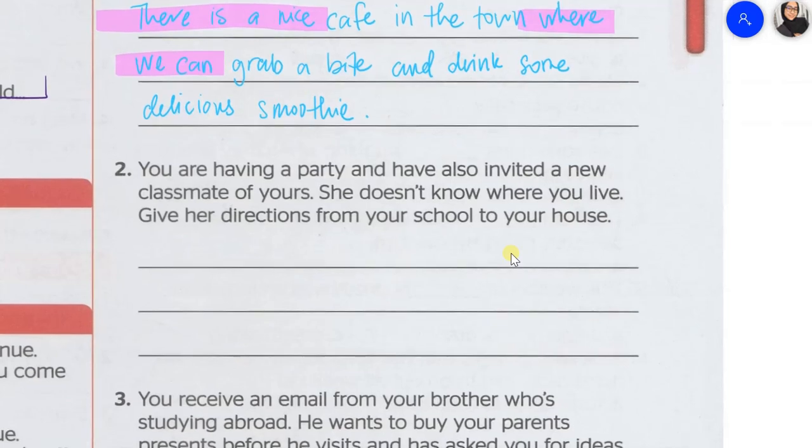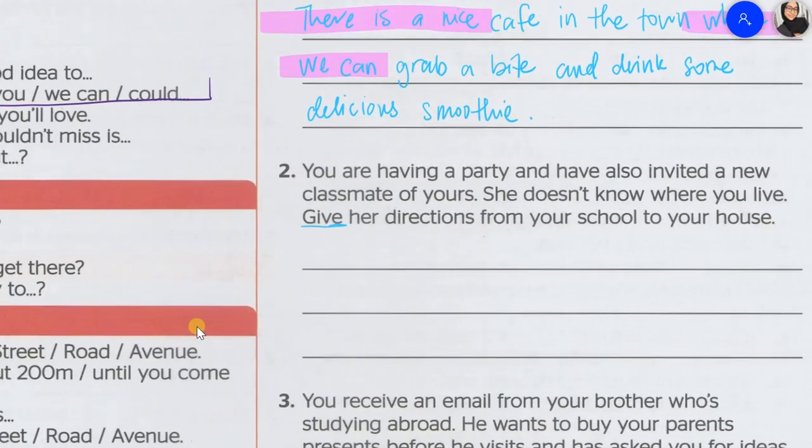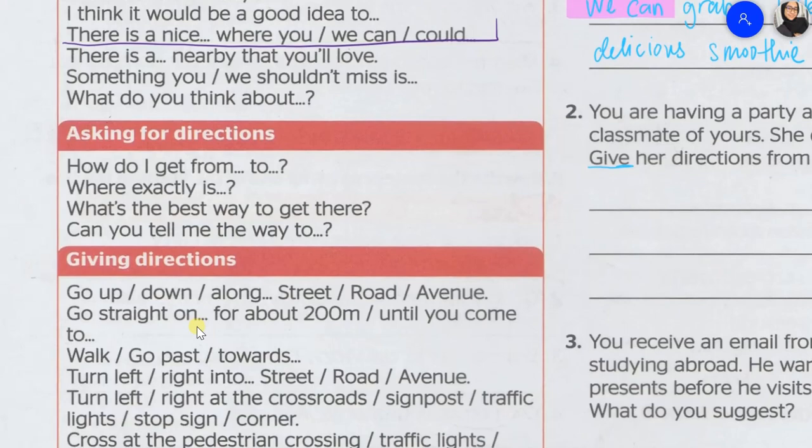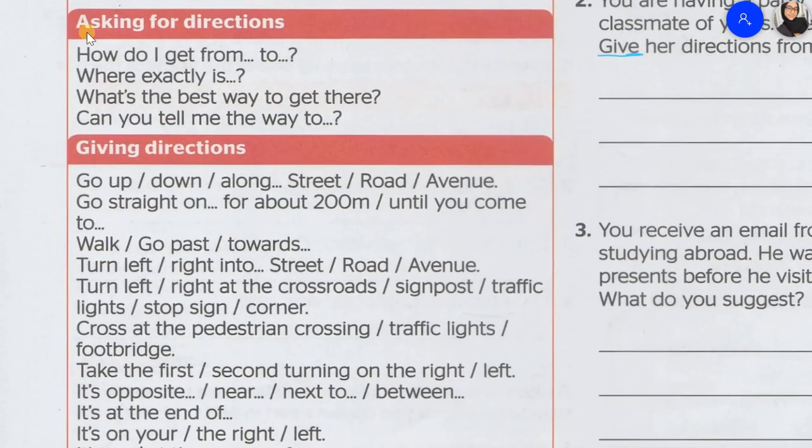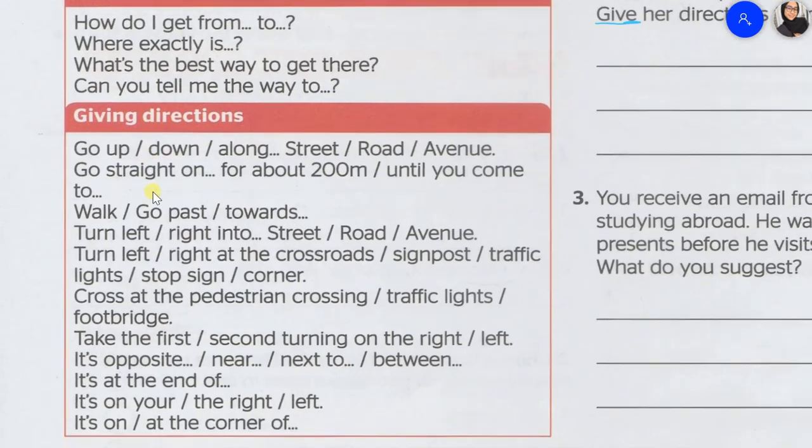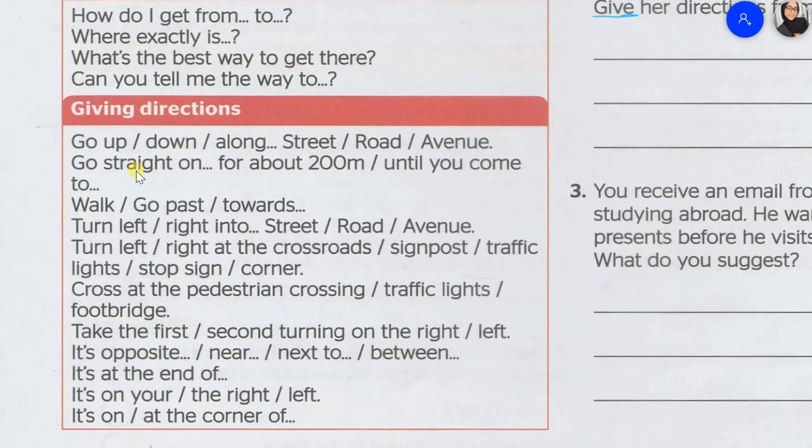Number 2. You are having a party and have also invited a new classmate of yours. Okay, she doesn't know where you live. Give her directions from your school to your house. So we have to give direction. So let's use the expressions for giving direction. Okay, this one is asking for direction and this one is giving for direction. So which expression do you think I should use?